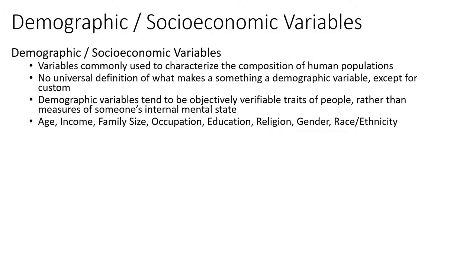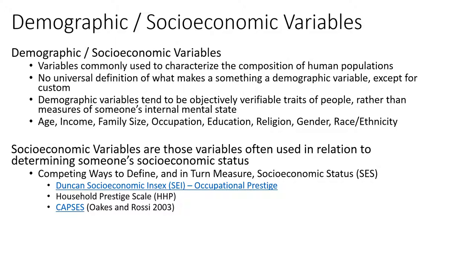With that said, there are a few general traits of a demographic variable. First, demographic variables tend to be objectively verifiable traits of individuals, rather than the internal mental states like satisfaction and loyalty that we may collect in other categories of marketing data. So common examples of demographic variables include age, income, family size, occupation, education, and so on. We're familiar with these types of variables because they are commonly collected by government agencies, not just business organizations. Now, a subset of demographic variables are socioeconomic variables.